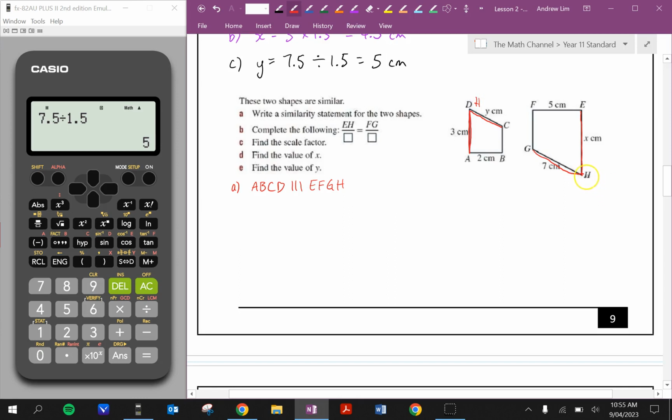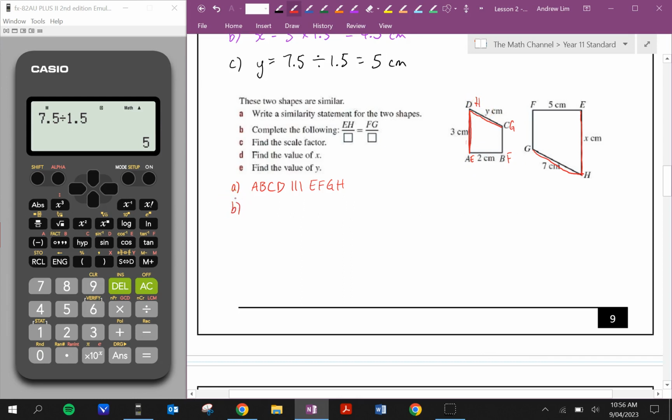From here I can see the slant bit is C, and the slant bit here is G. The longest side is A, and the longest side from H is E. And therefore B has to be the last remaining one, F. So if we go from A to B to C to D, it corresponds to E to F to G to H. So that's another way that you might find helpful.